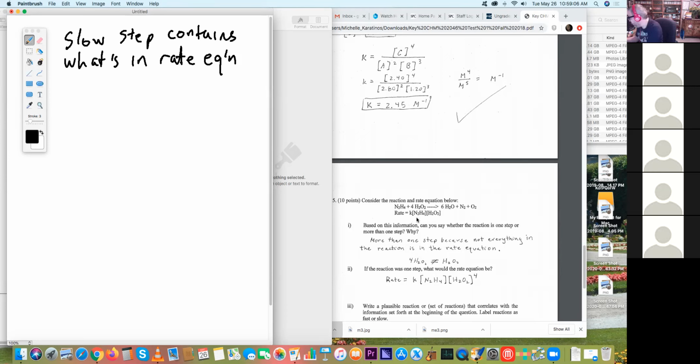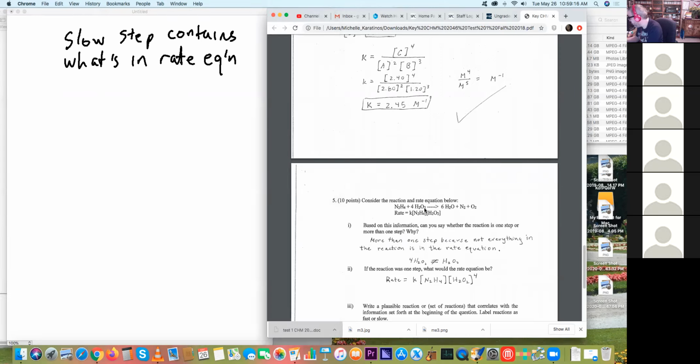I look at the rate equation, which I know contains everything that's in the slow step, and I ask myself this: N2H4, is that a reactant in the reaction we're given? It is. H2O2, is that a reactant in the reaction we're given? And it is. So what that tells me is that the slow step is the first step. So here's what I come up with for that.